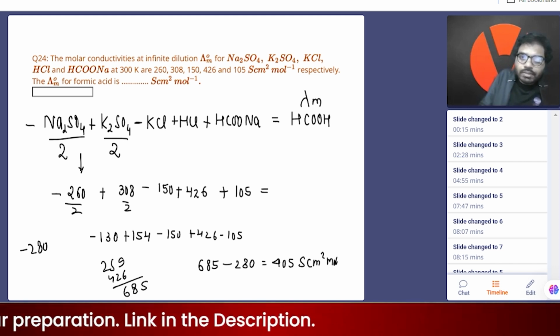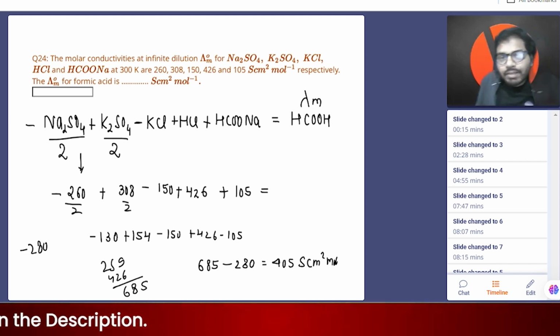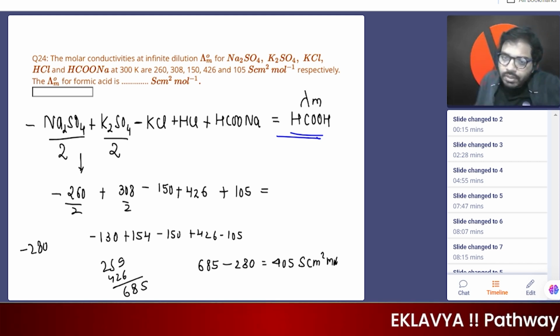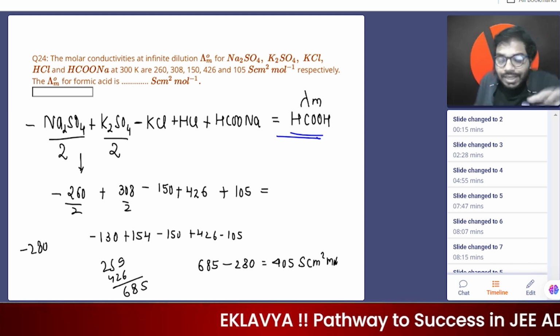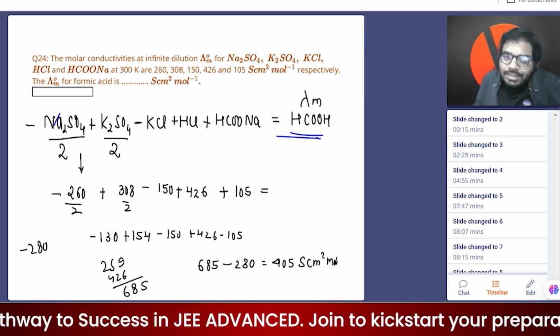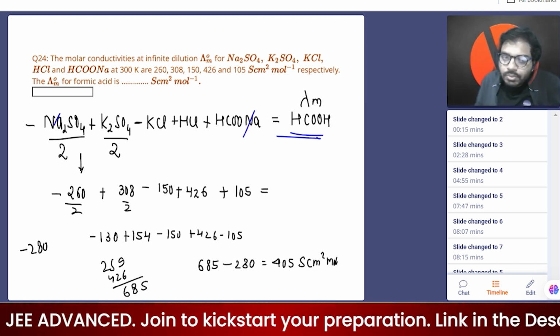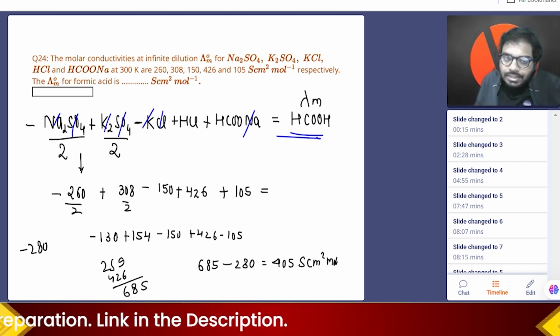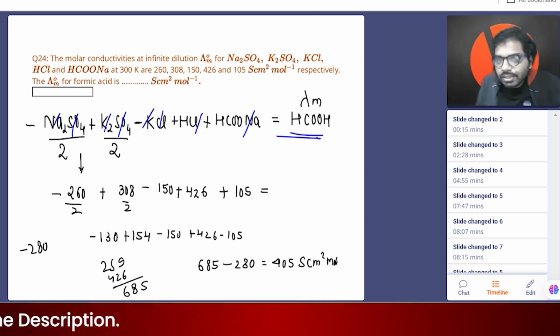So what I have done, I will just tell you quickly. For all the electrolytes, the molar conductivity at infinite dilution is given. We have to find out for the formic acid. We will adjust and rearrange such that we will get the values from there. I will divide this Na2SO4, K2SO4 by 2, and I will add the negative sign so that this sodium will get cancelled. This sulfate will get cancelled. The potassium, and even Cl will get cancelled here.